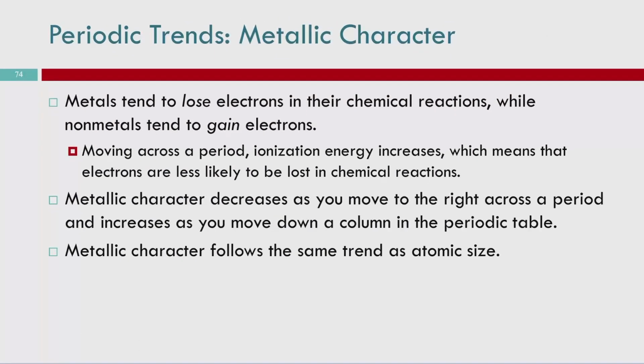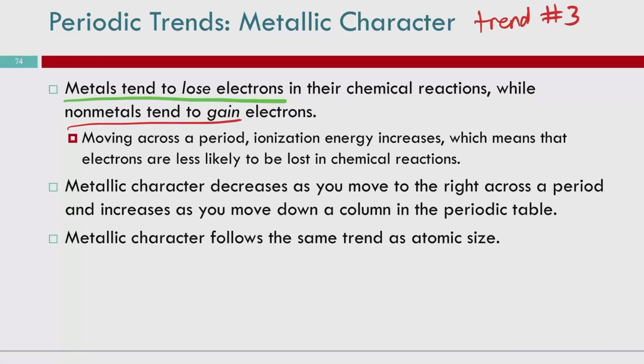And then we've got metallic character. Metals tend to lose electrons in their chemical reactions. We just talked about this. And nonmetals tend to gain electrons. So metallic character, how much of a metal are you? Are you a super duper metal? Are you an exemplar of metals? Or are you not very metallic at all? Where do our metals live on the periodic table? Left side, right side? Left side. So left, right, which side do we think is more metallic? Left, because that's where the metals are. The right side's where the nonmetals are. So it's going to be increasing to the left.